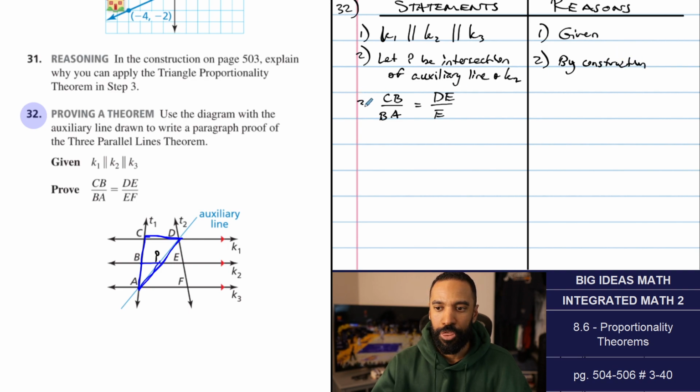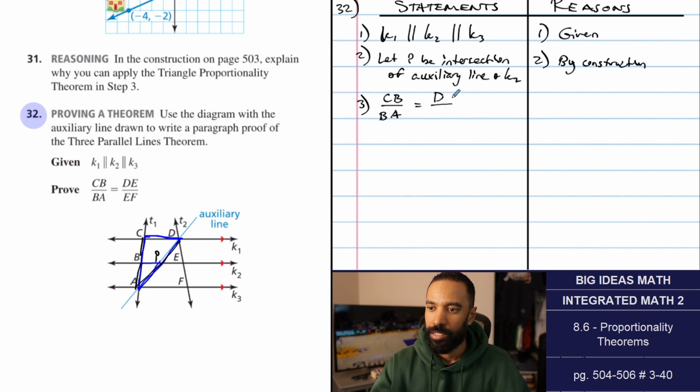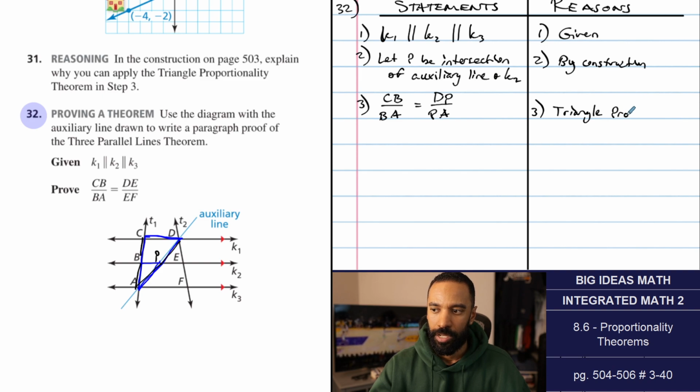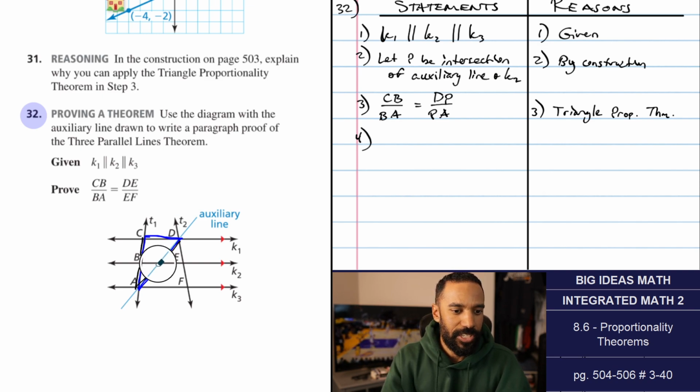All right, step 3, CB over BA equals DP over PA. That's how I want to put this. DP over PA. That's the triangle proportionality theorem. Now, that's not the only time I'm going to use that. Triangle proportionality theorem. Step 4, let's now look at this kind of triangle.